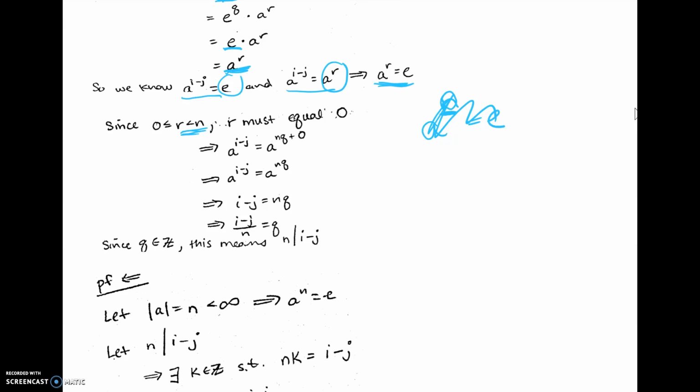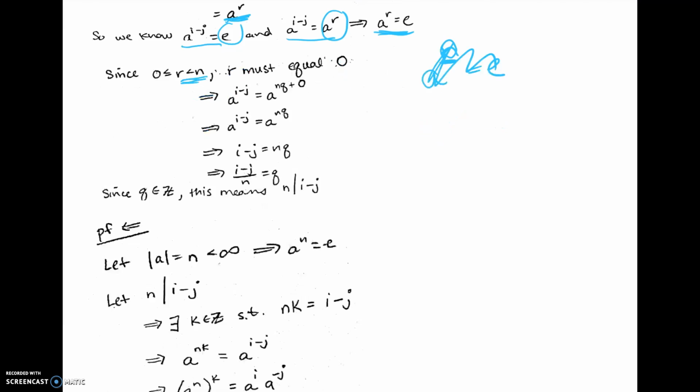So that tells us that A to the I minus J equals A to the NQ plus 0. So A to the I minus J equals A to the NQ. Then we can say, well, I minus J must equal NQ. So that means that I minus J divided by N must equal Q, which is an integer. Since Q is an integer, that means that N divides I minus J. So we proved it in one direction. Now we have to prove it in the other direction.